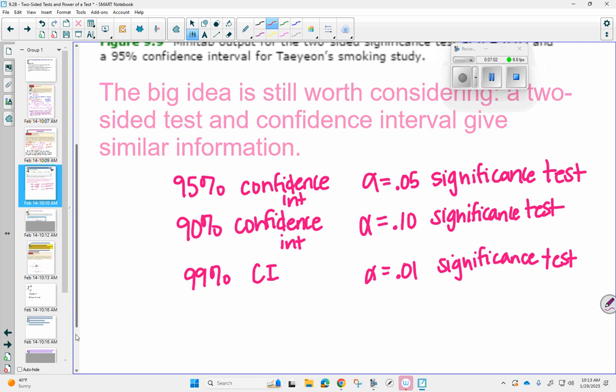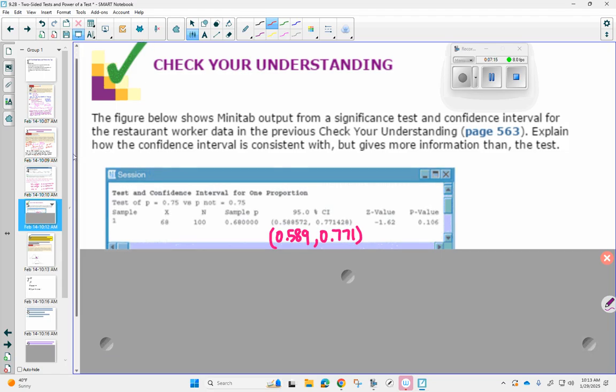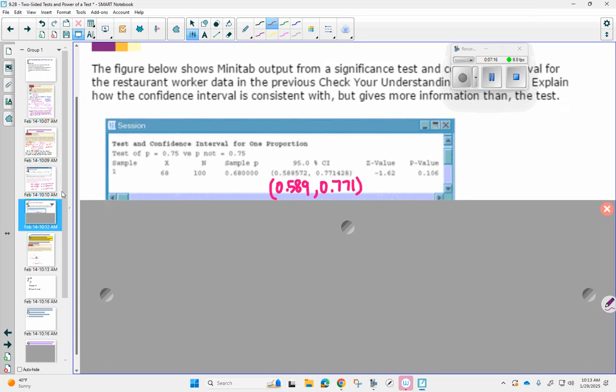So let's look at a question they might ask you. This shows the Minitab output for a confidence interval for some kind of restaurant worker. Explain how the confidence interval is consistent with, but gives more information than, the test. It's hard to read this, but it's got P is 0.75 versus P is not 0.75. So this is my null hypothesis and my alternate hypothesis.